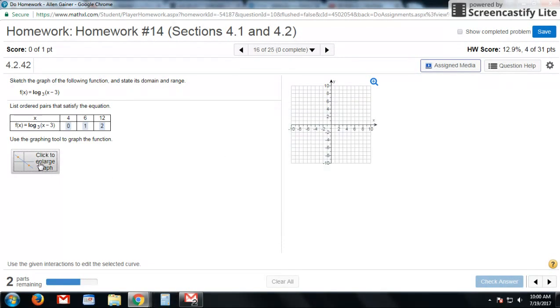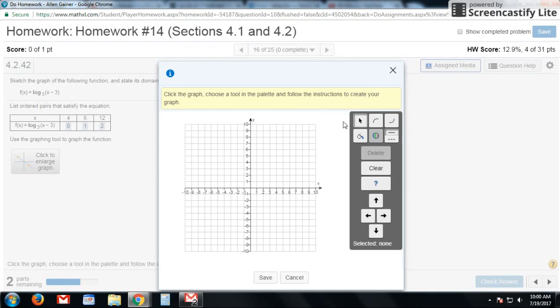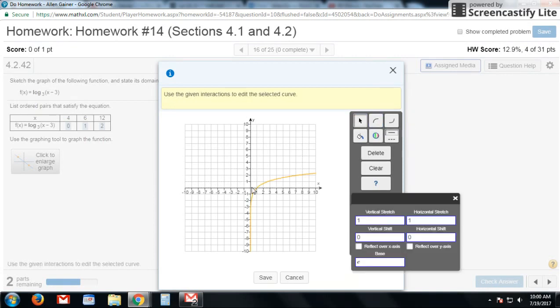Now, as we try to graph this, click to enlarge the graph. Here is our logarithmic shape. Again, let's just click somewhere on the picture to get it to draw us a log picture. And now let's think about how we need to change this log to match our current problem. Our current problem has in parentheses that minus 3. So that's a horizontal shift to the right by 3 places. To make it go to the right by 3 places, let's put a positive 3 in the horizontal shift box.